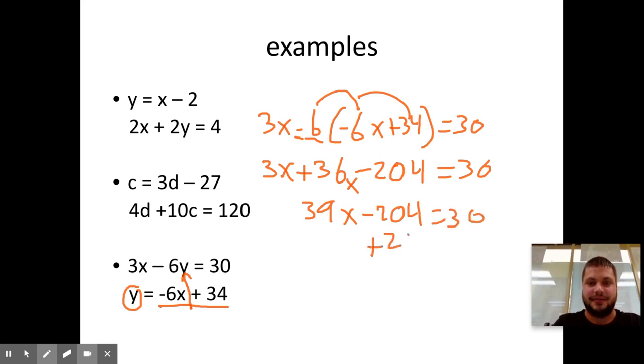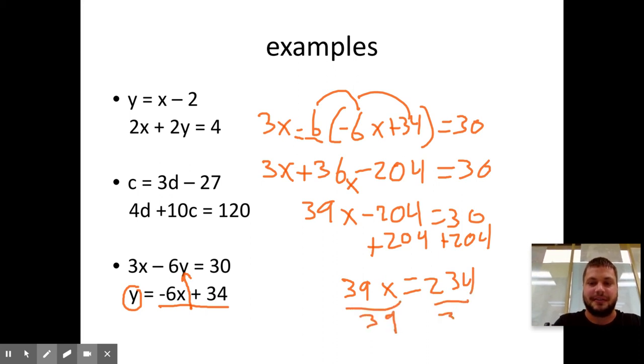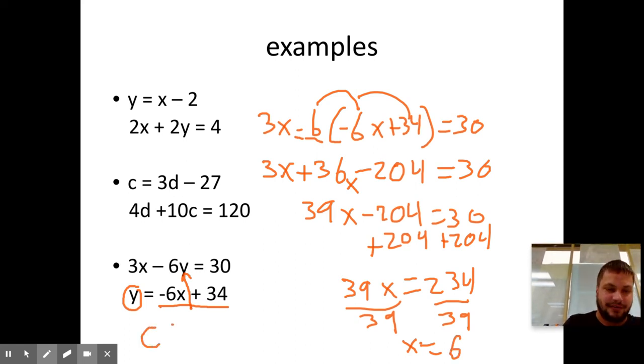I add my 204. 39x equals 234. I divide by 39. Got to get my calculator back out here. x equals, what's 234? 234 divided by 39 is 6. Back to a whole number. That's always great. So my answer is 6 comma.